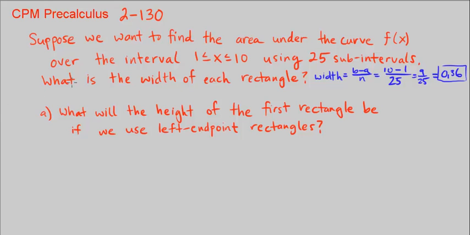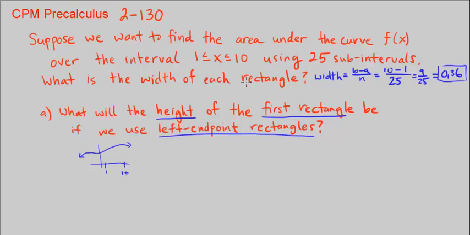Part A asks, if this is all true, what will be the height of the first rectangle if we use left endpoint rectangles? We're not given what f of x is, so we have to answer the question in terms of f of x. Let's say f of x looks like this. Let's make it a little smooth. Let's say this is our f of x, and this is the region 1 through 10 here.